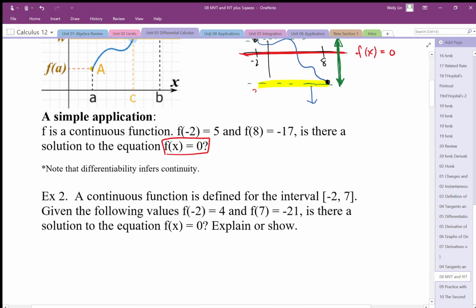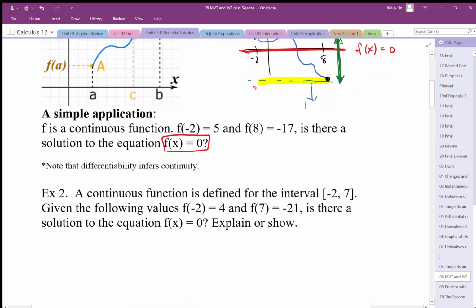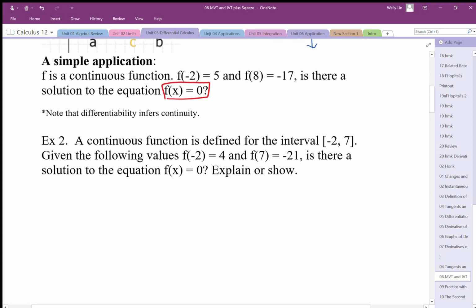So here's another one. We have a continuous function. It's defined for this particular interval from -2 to +7, and you're given values f of -2 equals 4 and f of 7 equals -21. Again, same thing here. We're being asked to show that f of x has a solution where f of x equals 0. Well, if it's continuous, and again, this is important, the condition of continuity needs to exist. Okay? If it's continuous, we can then sketch this out.